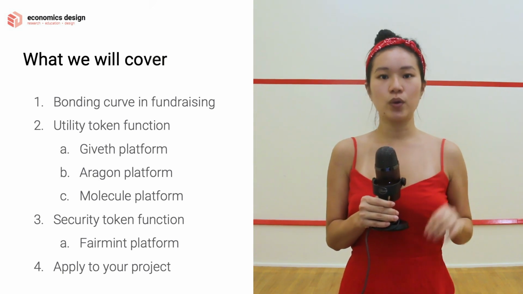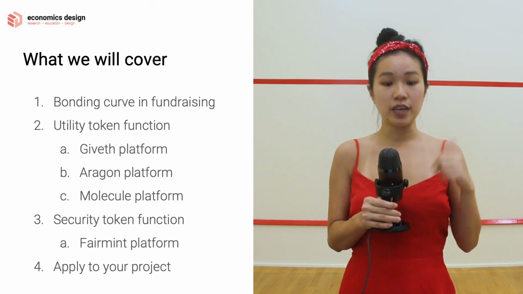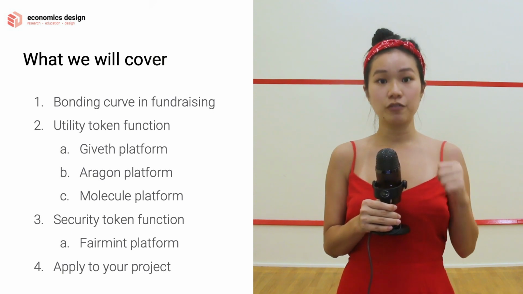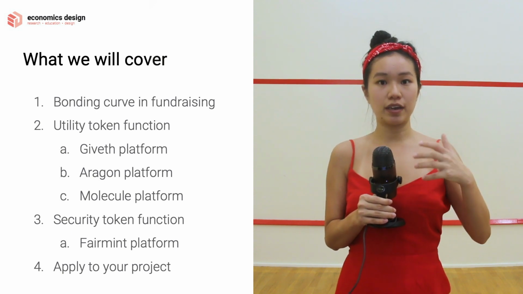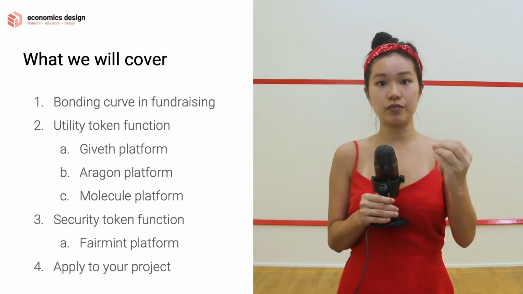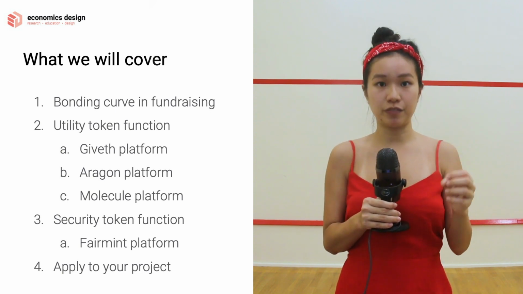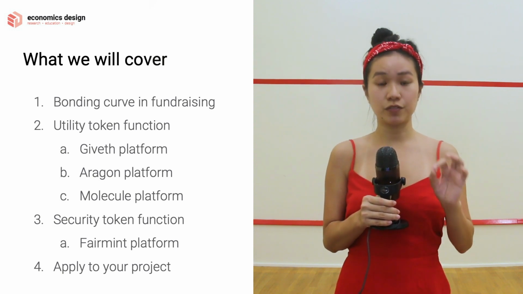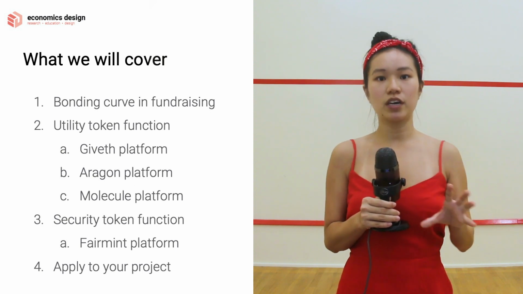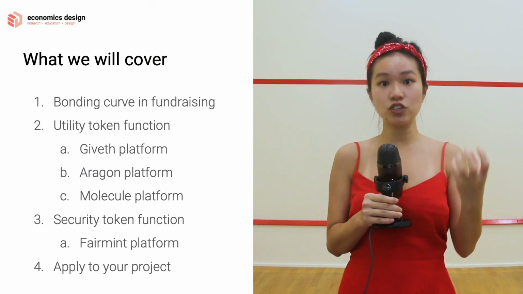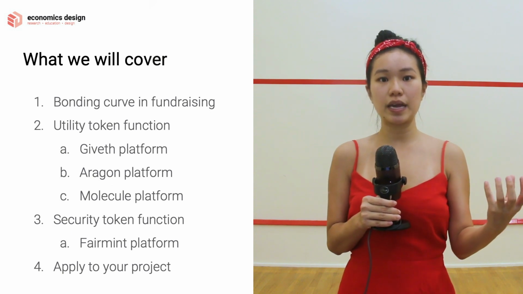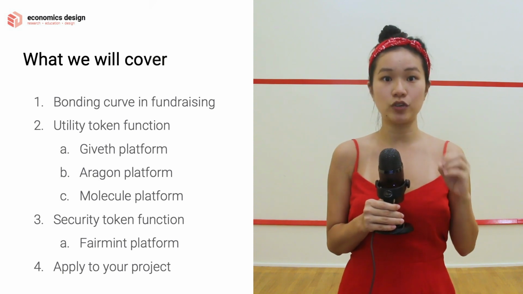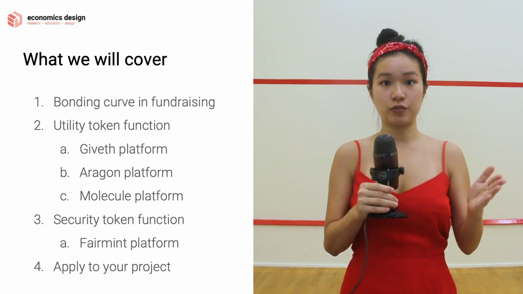In this video, we're going to look at the 2 different types of token functions. The first one is the utility token function, and the second is the security token function. For the utility token function, we're going to look at how bonding curves help in fundraising with the token having a utility function. And we're going to look at 3 platforms: Giveth, Aragon, and Molecule. For the security token function, these bonding curves have a form of a security, financial security, an underlying asset that will generate revenue for these tokens, and these tokens will increase in revenue as part of profits. So this is where the difference lies.